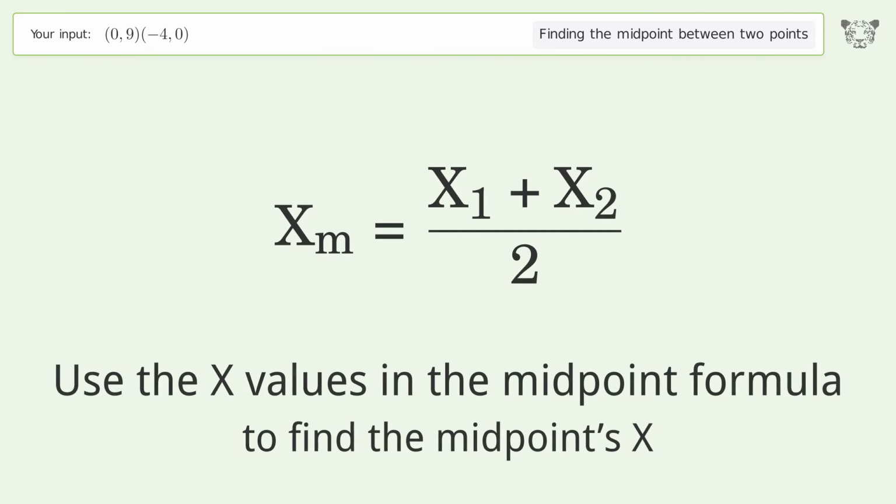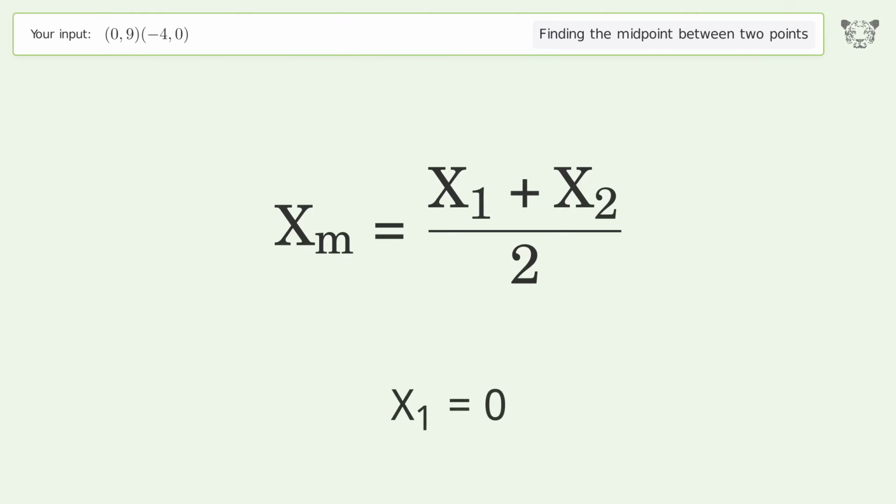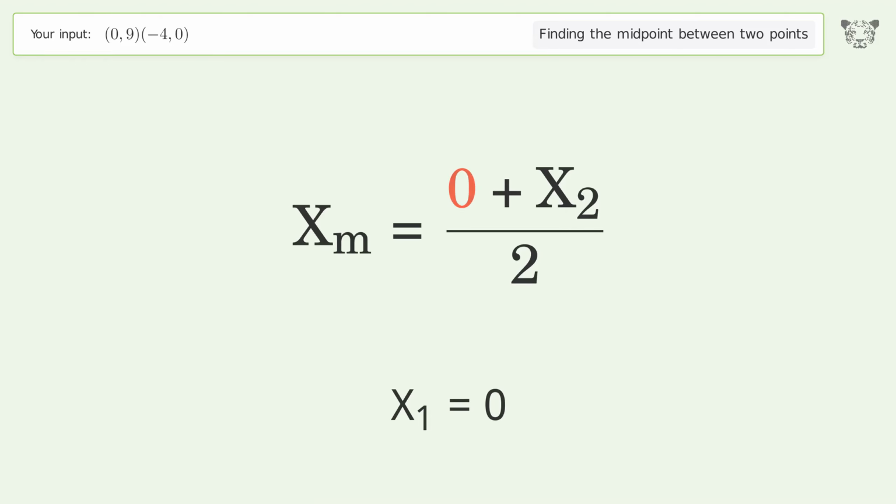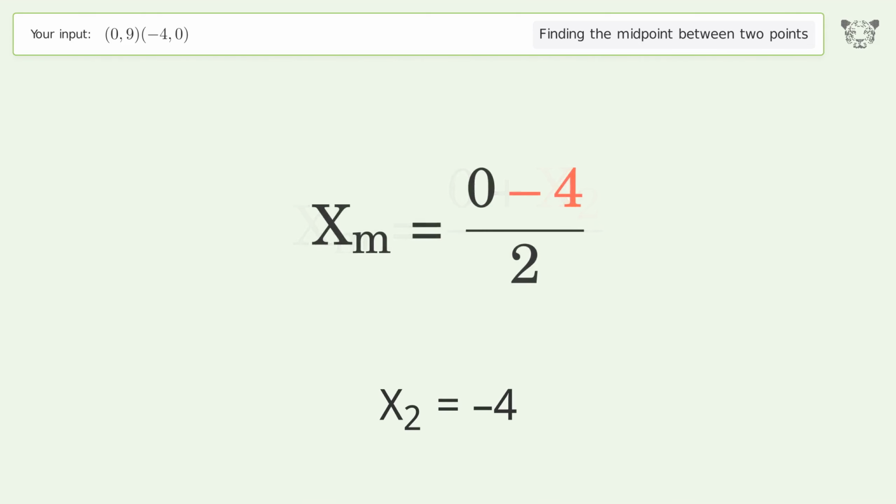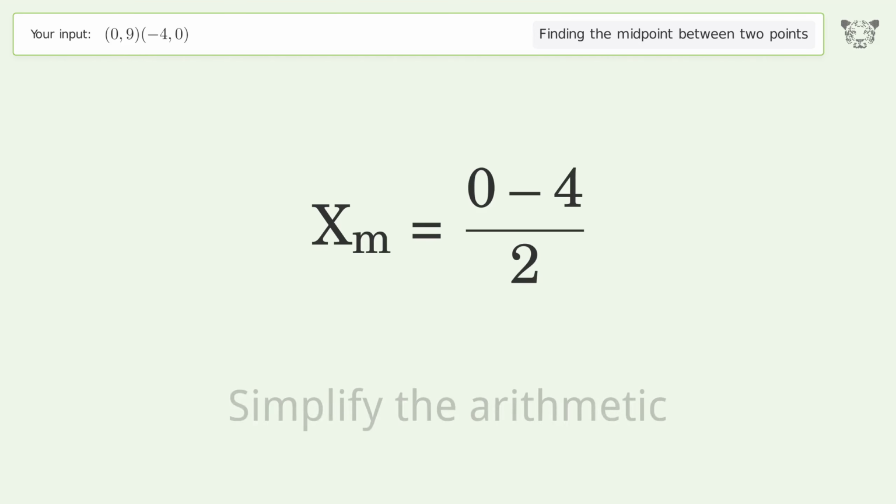Use the x values in the midpoint formula to find the midpoint's x. x1 equals 0. x2 equals -4. Simplify the arithmetic.